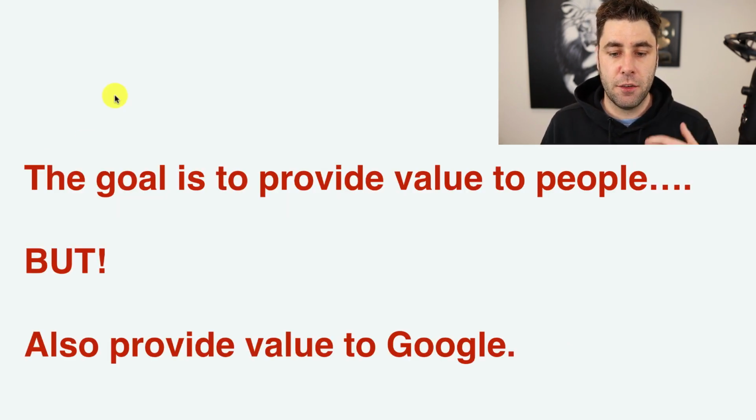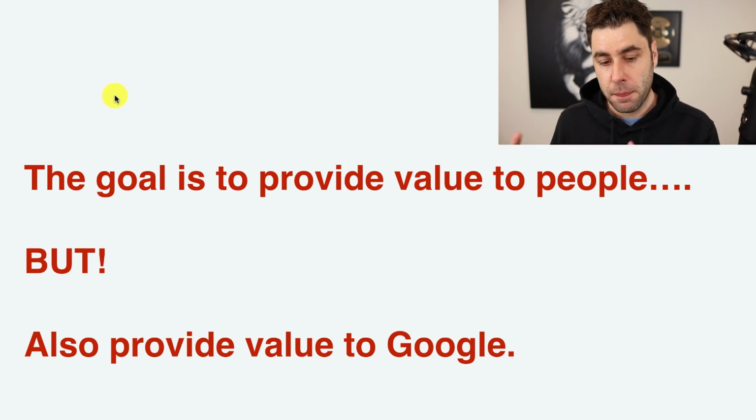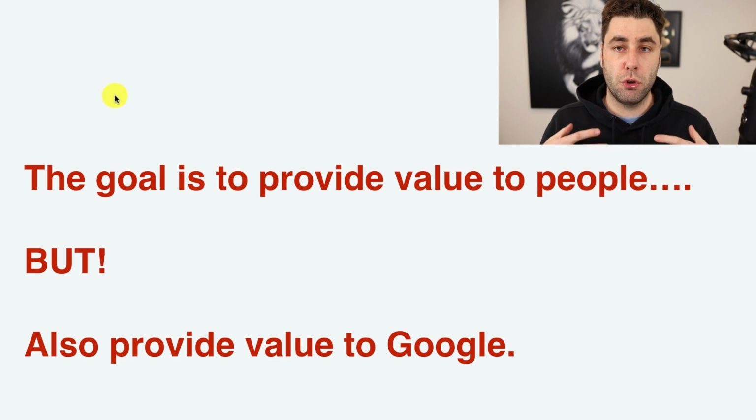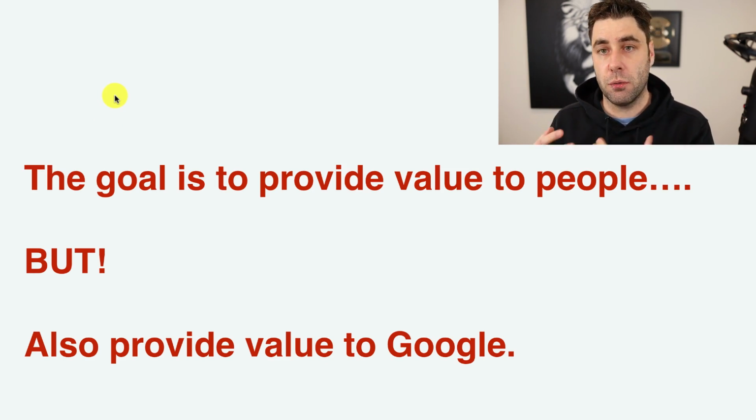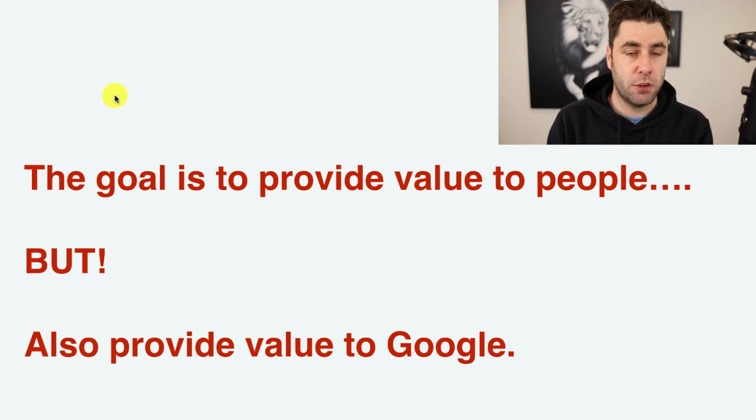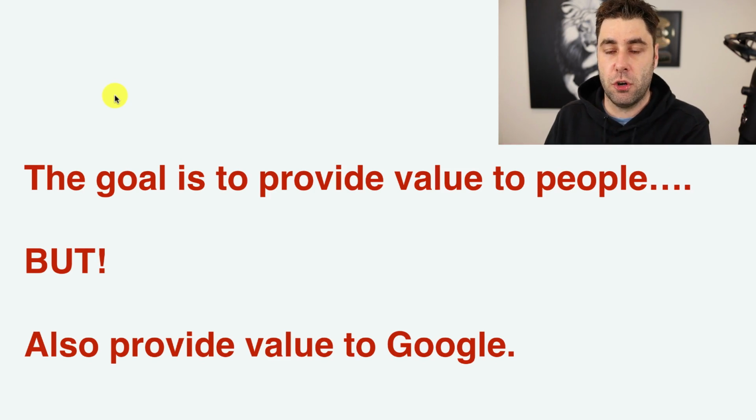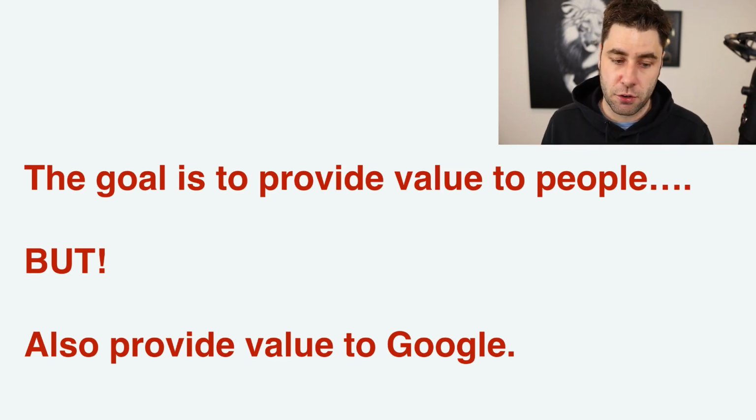You need to understand that the goal is to provide value to people, but also provide value to Google. You want Google to know what your website is about so it can show it to the right relevant people. If Google doesn't know what it's about, then how is it supposed to suggest your content to people that are searching for specific keywords? So create relevancy and all that sort of stuff.